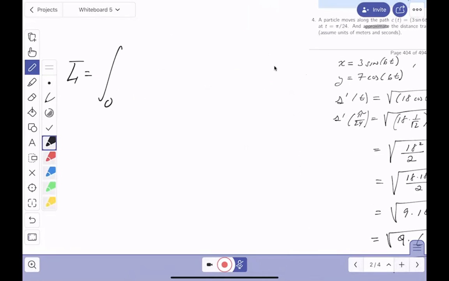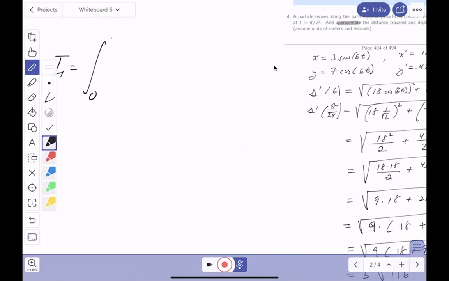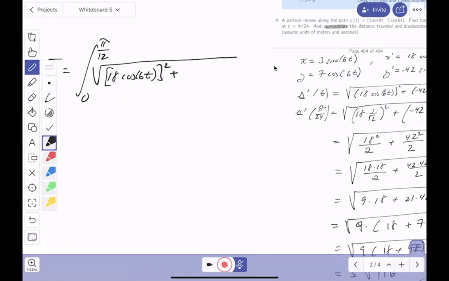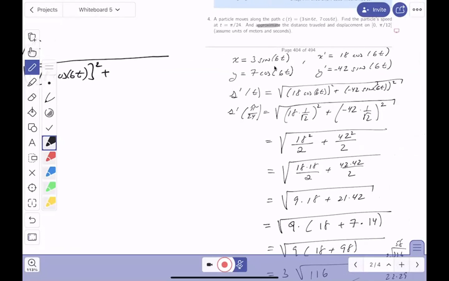So L, and we're going from 0, can't remember, pi over 12. The root, and that's going to be 18 cosine 6t squared plus, that was minus 42, right? Minus 42 sine 6t. That whole thing is squared, and then dt.